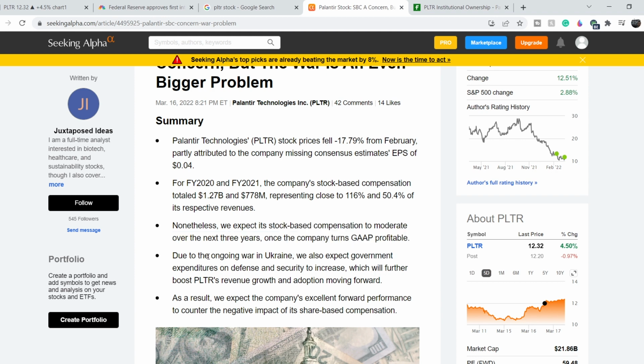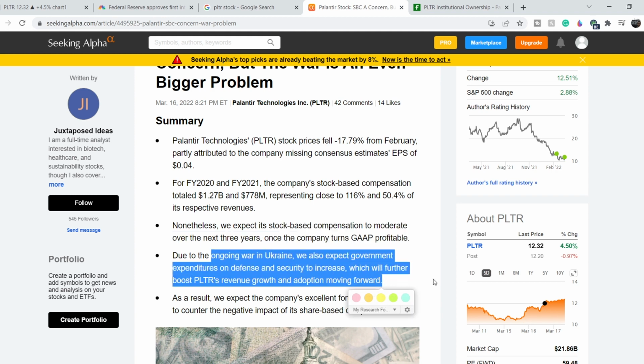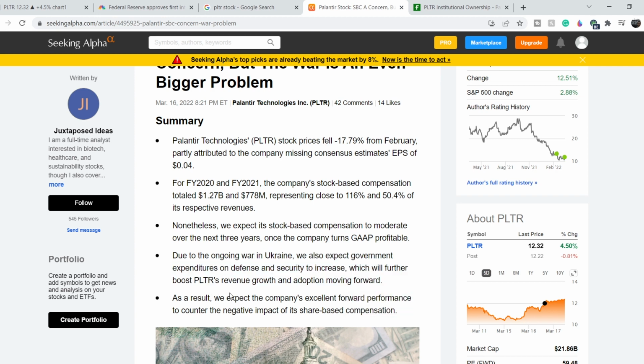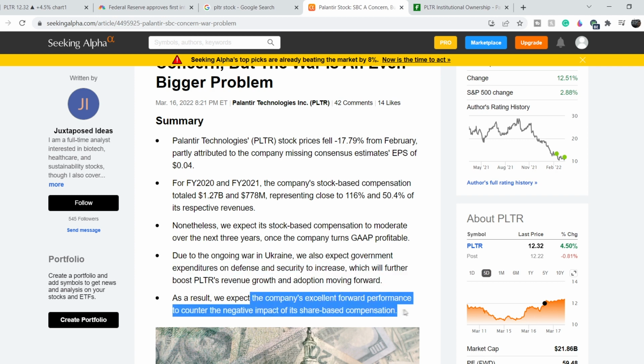Next one. Due to the ongoing war in Ukraine, we also expect government expenditures on defense and security to increase, which will further boost PLTR's revenue growth and adoption moving forward. As a result, we expect the company's excellent forward performance to counter the negative impact on its share-based compensation.